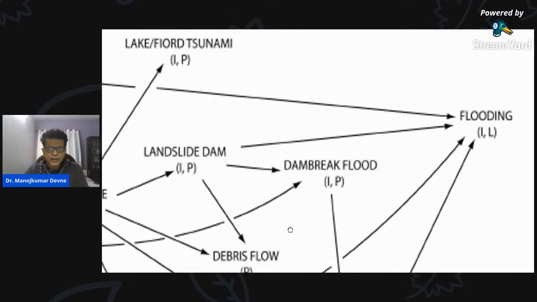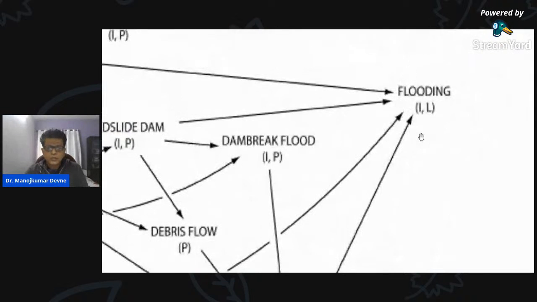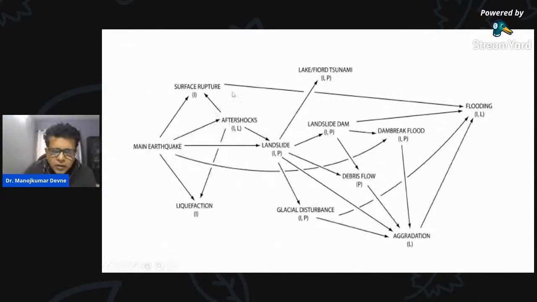And then another common thing that may happen out of a lake or a tsunami, a landslide dam, a dam break as such, and what do we have here? Glacial disturbances and aggradation. All of this will cause a lot of flooding. So you will see that in here, you hardly see a human being. In this whole complex web, we hardly see a human being. Everything is happening naturally in absence of human beings.